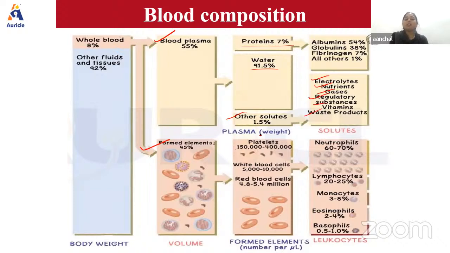Then in formed elements, in cells we have platelets, WBC and RBC. In WBC, we have granulocytes as well as agranulocytes. So we have neutrophils, lymphocytes, monocytes, eosinophils, and basophils. The neutrophils are the most abundant, 60 to 70%. Lymphocytes 20 to 25%, monocytes 3 to 8%, eosinophils 2 to 4%, and basophils less than 1%.